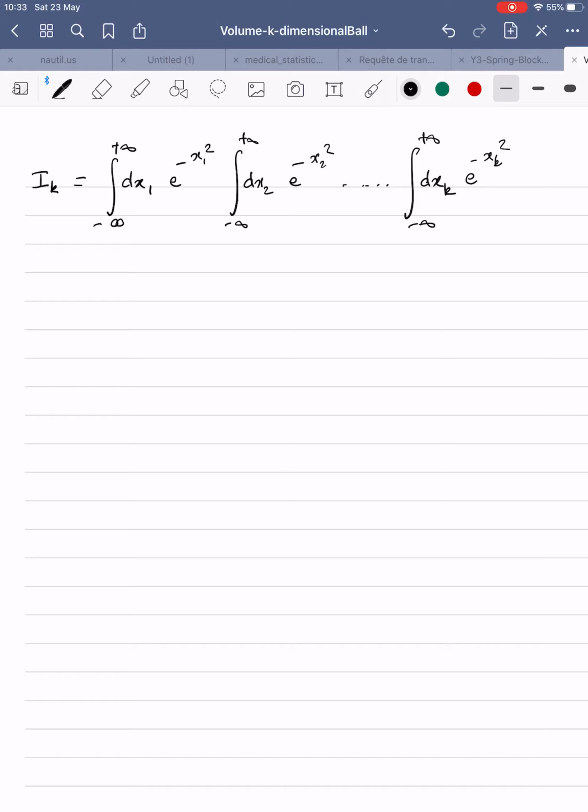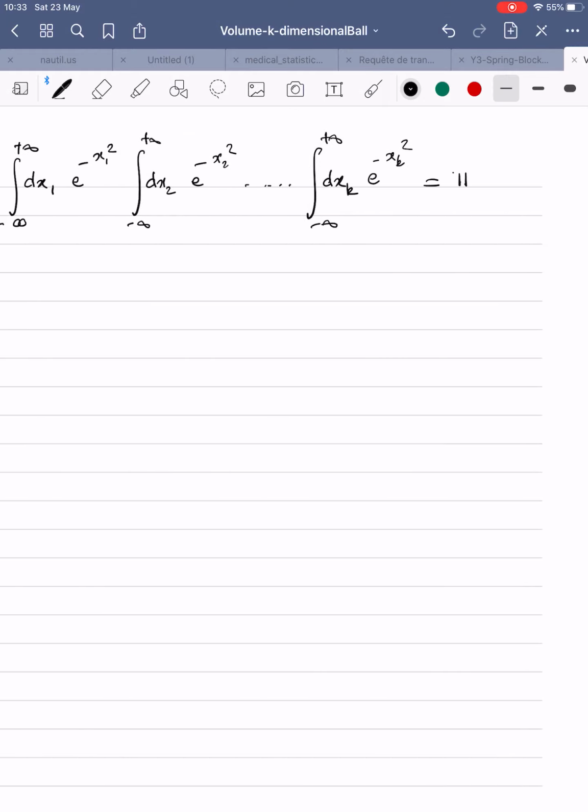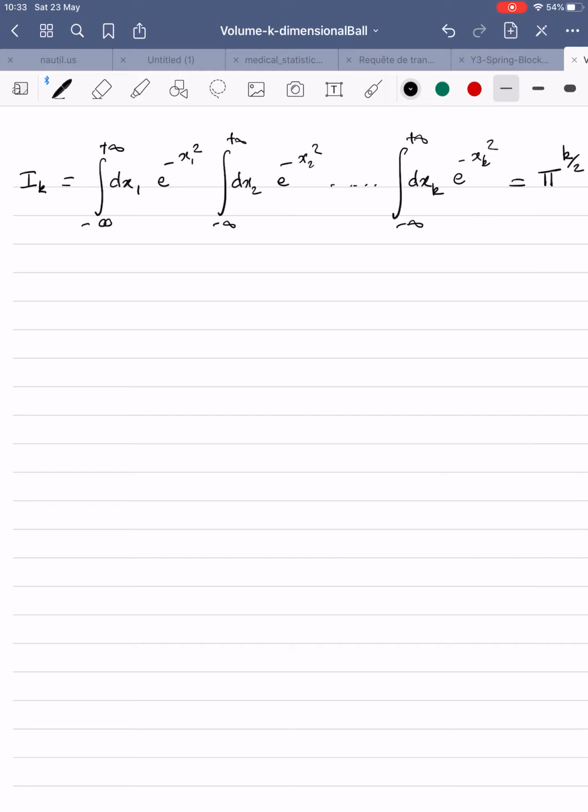Now this is obviously a Gaussian integral to the power k. So I know the value of this integral. This is pi to the power k over 2. So it's really easy to calculate this integral. However, I also know that this integral is minus infinity to plus infinity, minus infinity to plus infinity. So here I've got k integrals. Okay, and then here I've got dx1 to dxk, all right, and then exponential minus the sum, let's say i ranges from 1 to k, of xi squared. All right, so that's basically what I've got.